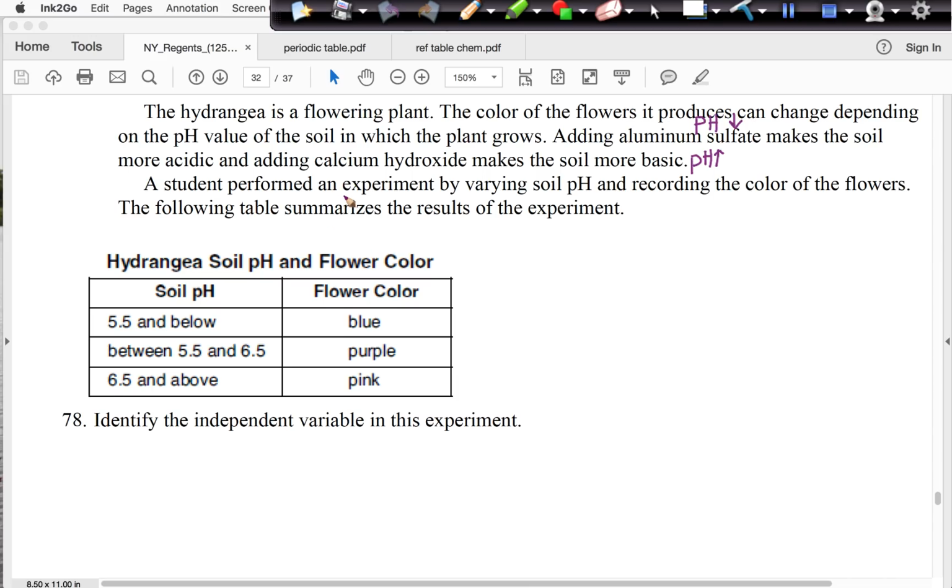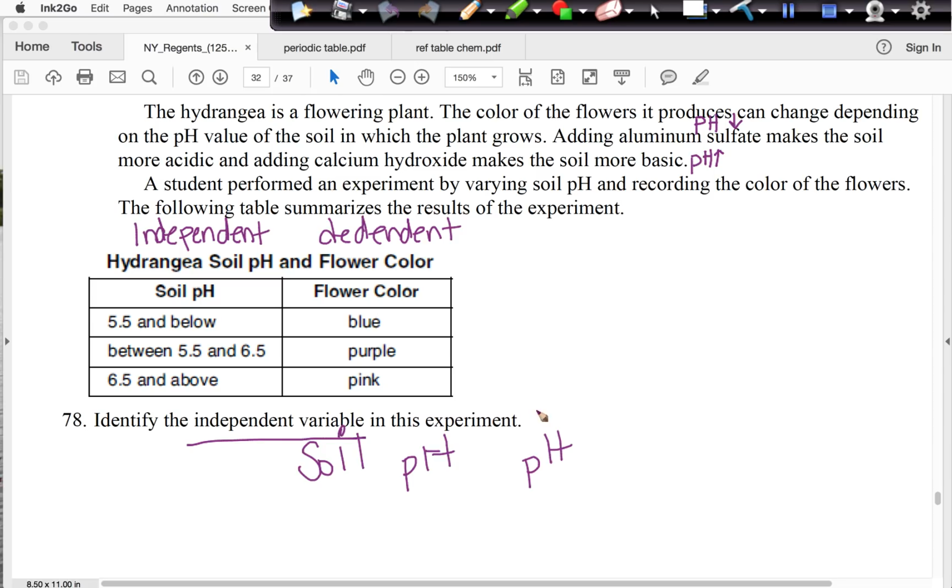A student performed an experiment by varying soil pH and recording the color of the flowers. The following table summarizes the results. Identify the independent variable in this experiment. We usually put independent first and dependent second. So soil pH, or just pH, could be my independent variable.